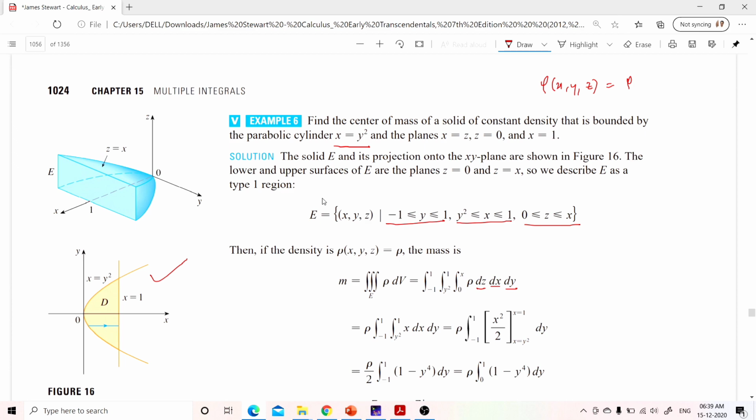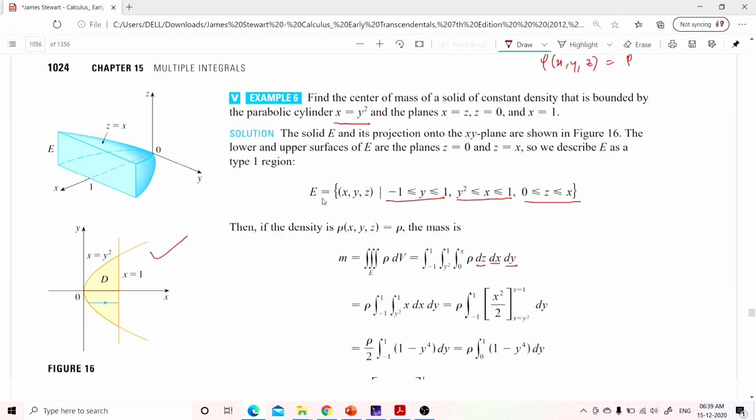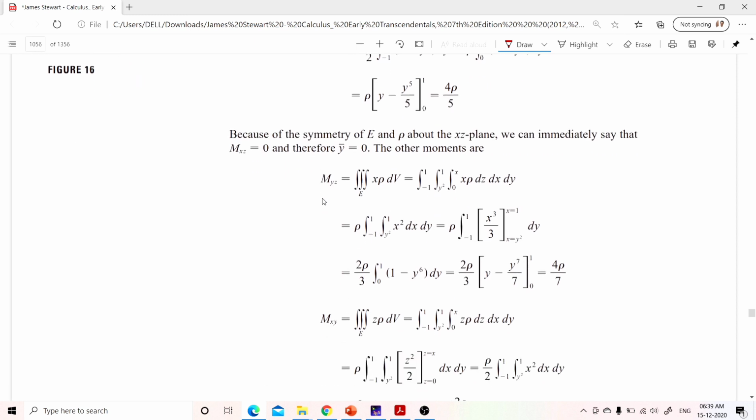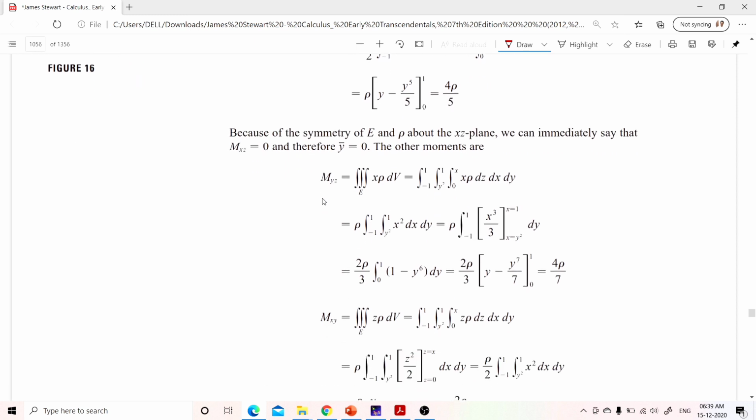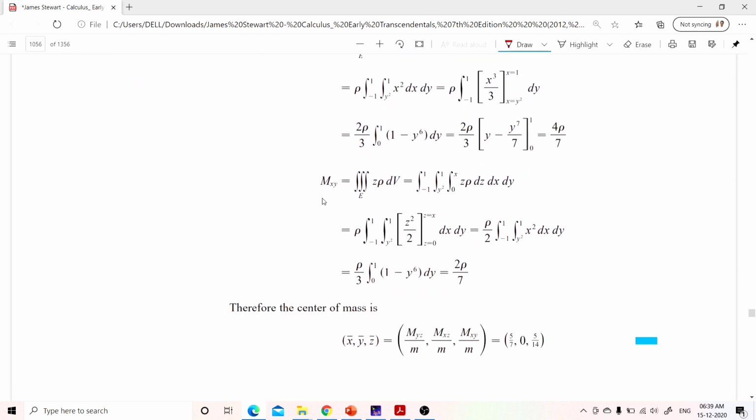Okay, note that it is the center of mass of a solid of constant density. So in all these things we have this rho that is coming, and this is the moments, and finally we'll have to divide this by mass so that we'll get the center of mass. Once we do so, we get this one.